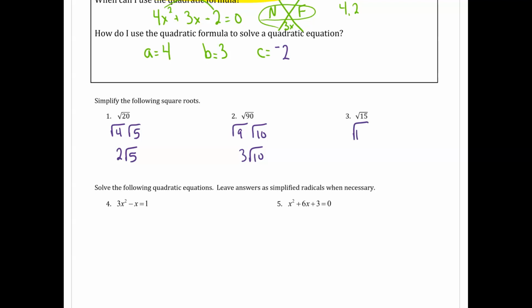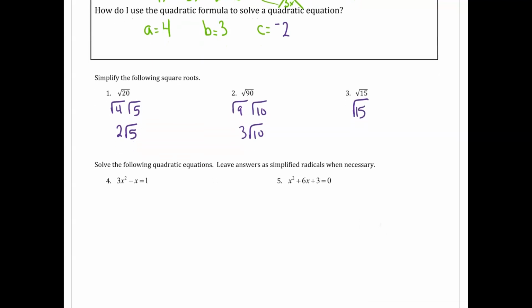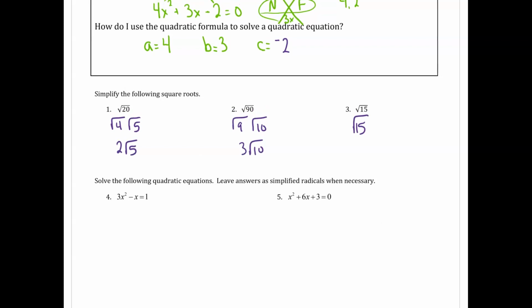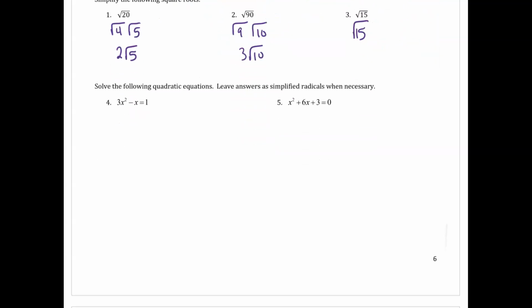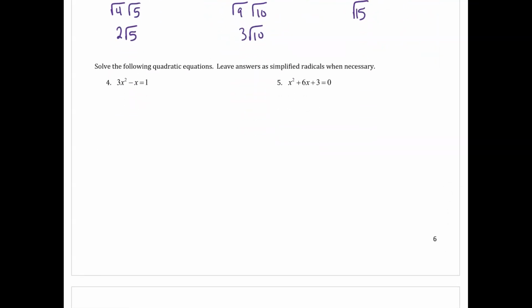All right, so what do you have to do? How to use the quadratic formula. The first thing you need to do up here is make sure that it is in standard form, that it's the ax squared, then the bx, then c, and it equals 0. So the first thing I notice, just looking at problem 4 and 5, is 5 is in standard form, but 4 is not.